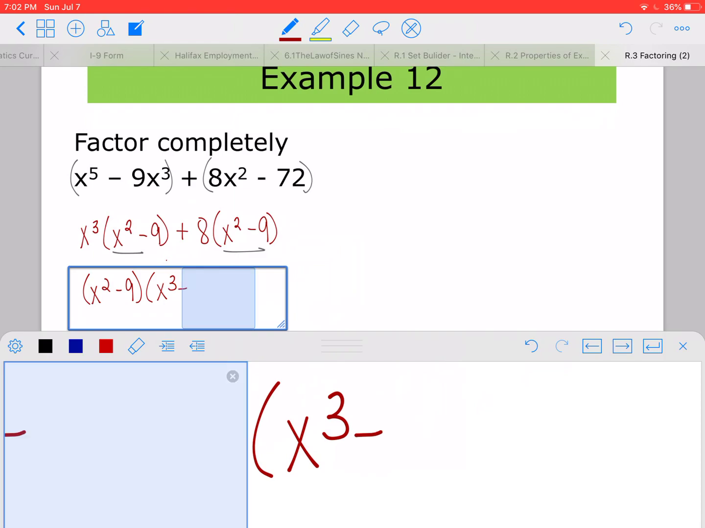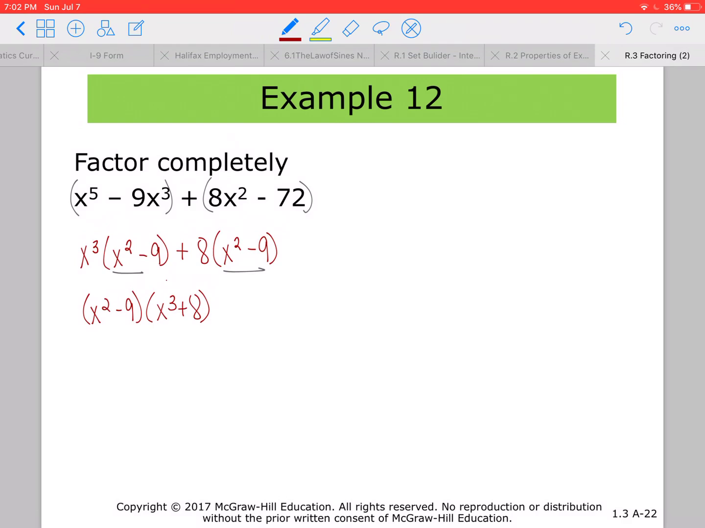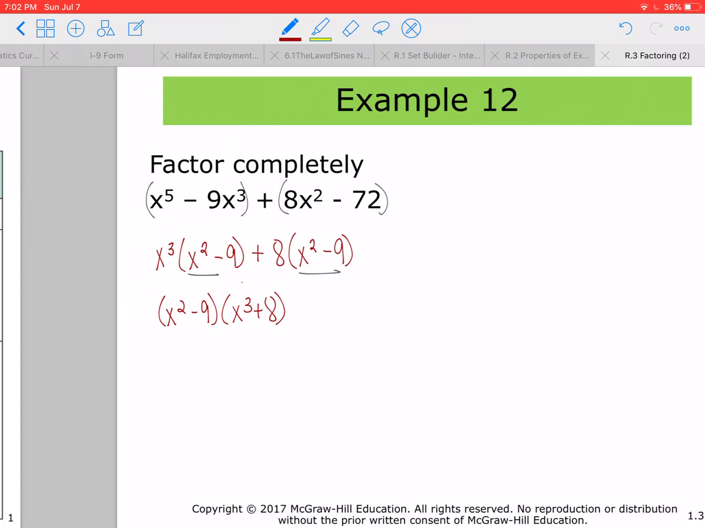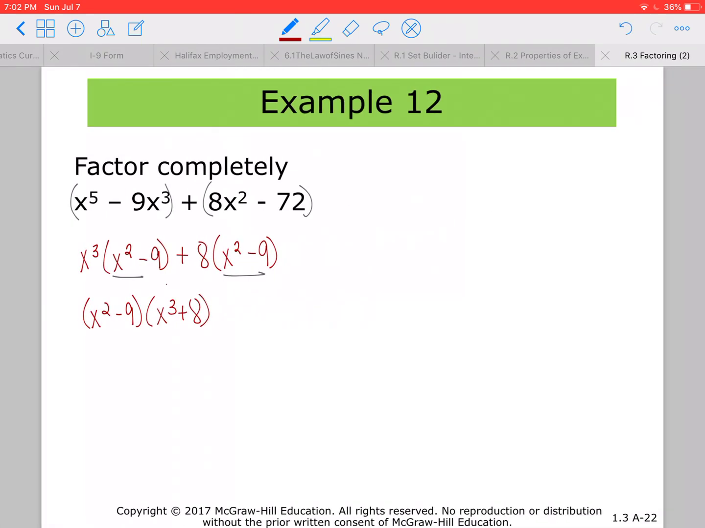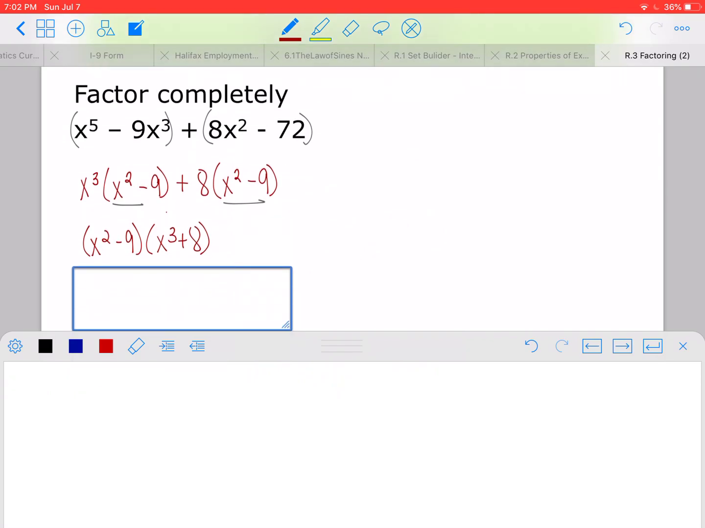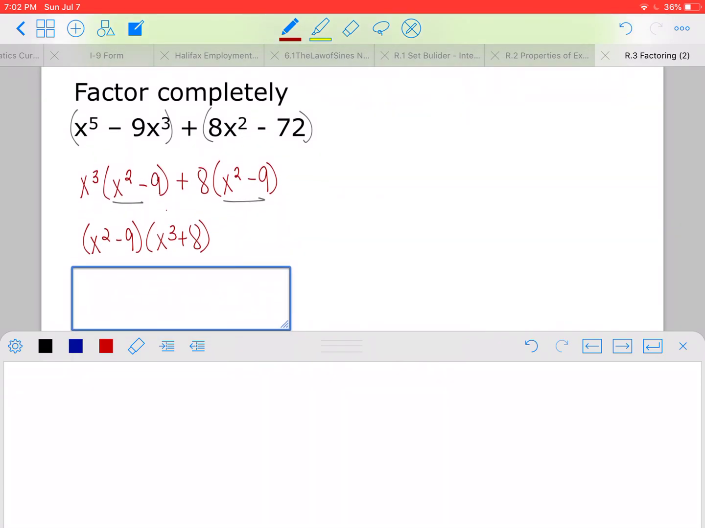Now you would like to say that you could stop here, but you want to look and see what you've got, and see if there's anything else you can do with it. Look at the x squared minus 9. We have a difference of squares, 2 terms. So x squared minus 9 gives us x plus 3 times x minus 3.